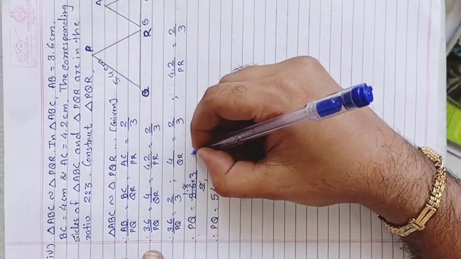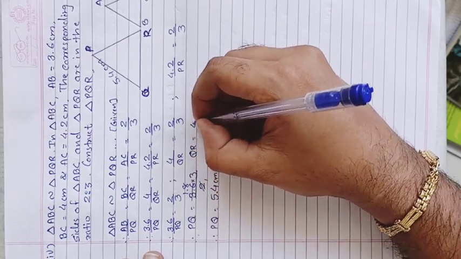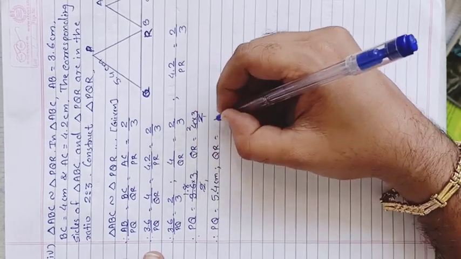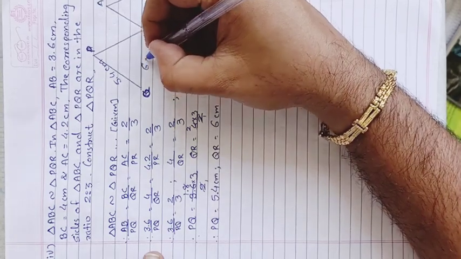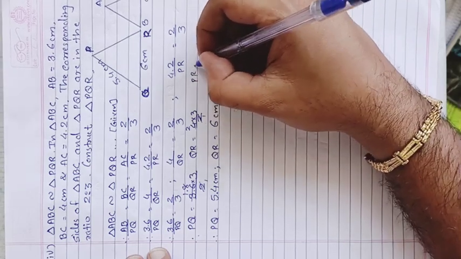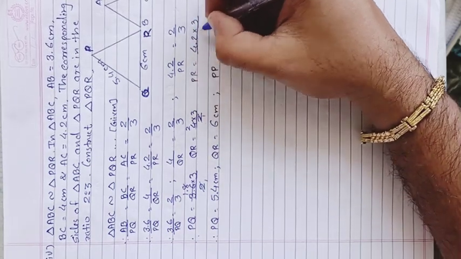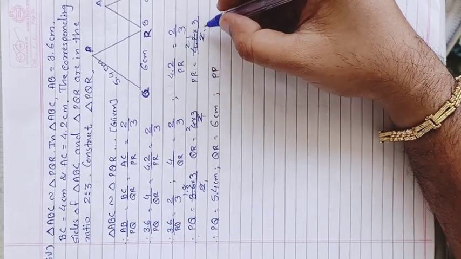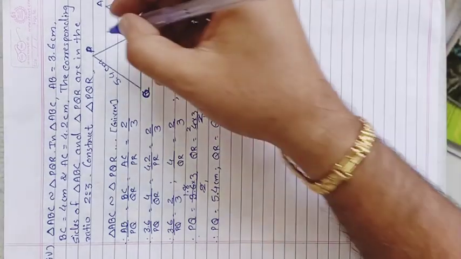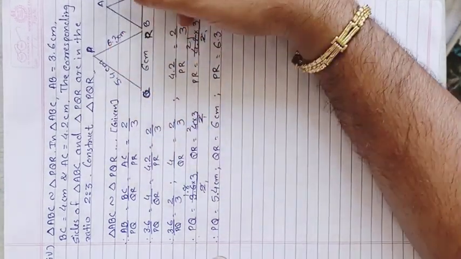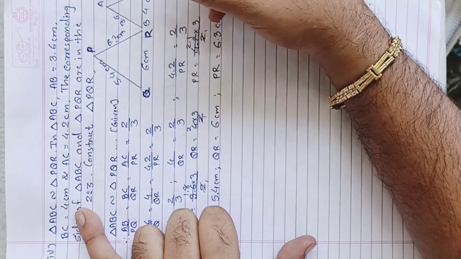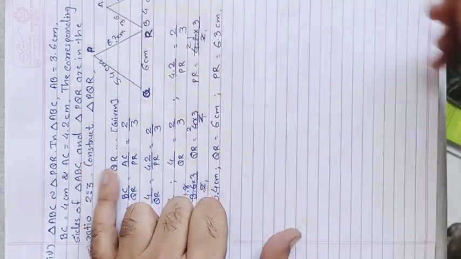The next, QR equal to 4 into 3/2. So QR equal to 2 1s are 2, 2 2s are 4, 3 2s are 6 centimeter, and QR is 6 centimeter. The next PR will be 4.2 into 3/2. 2 1s are 2, 2.1 into 3 is 6.3 centimeter. That is PR 6.3 centimeter. Even I write the measurements: AB is given 3.6, BC is given 4, and AC is given 4.2.